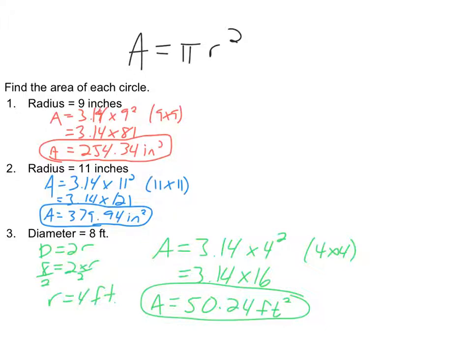The last one's a little different. It gives us a diameter of 8 feet. Remember, our equation is for radius, so we have to go from diameter to radius. And if diameter is 2 times the radius, our radius would end up being 4 feet. So our equation should be 3.14 times 4 squared. 4 squared is 16. 16 times 3.14 gives us 50.24 square feet for our area.